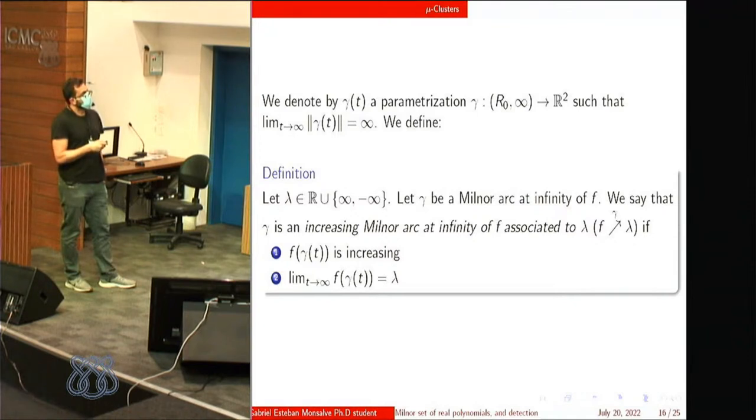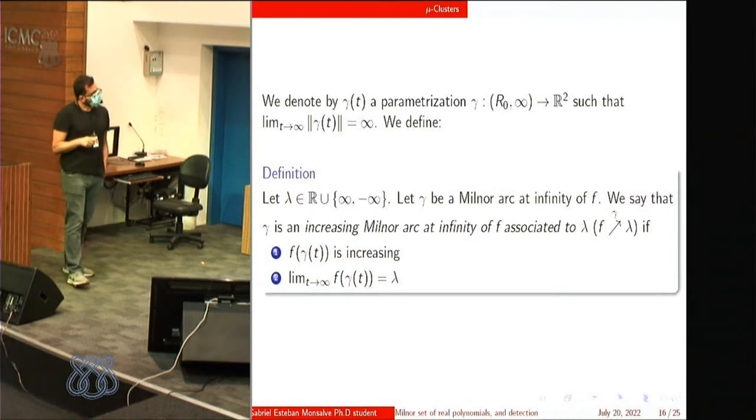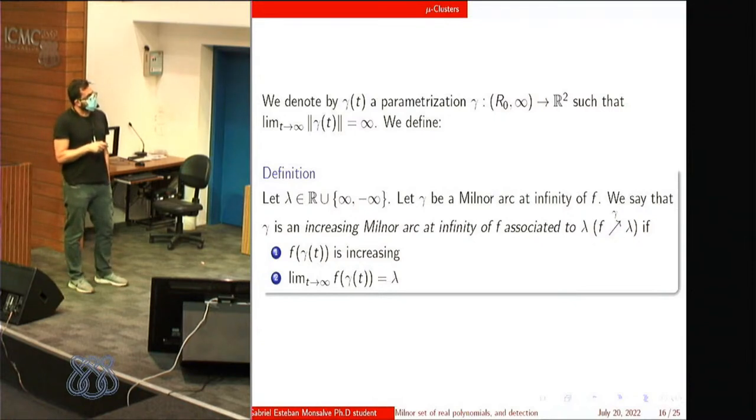Lambda is a real number, or plus infinity, or minus infinity. What it means is these two conditions. The first condition says that when I compose f with gamma, f(gamma(t)) is an increasing function. And we know that it happens because of the proposition that I stated before defining the Milnor arcs. So that's going to be the increasing condition. And the limit when t goes to infinity of the same composition goes to this value lambda. So that's what it means being associated to lambda.